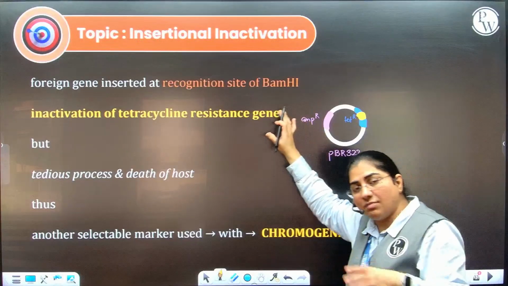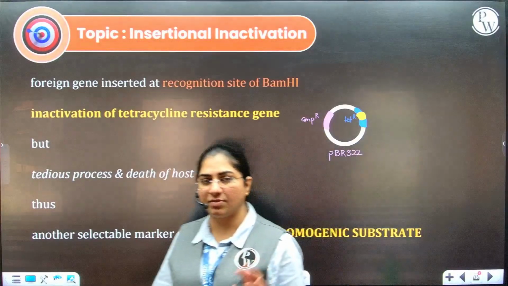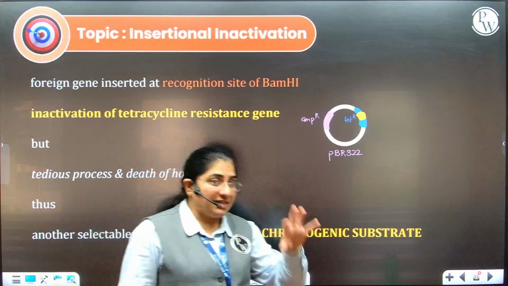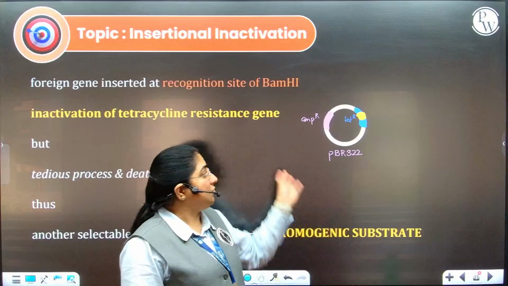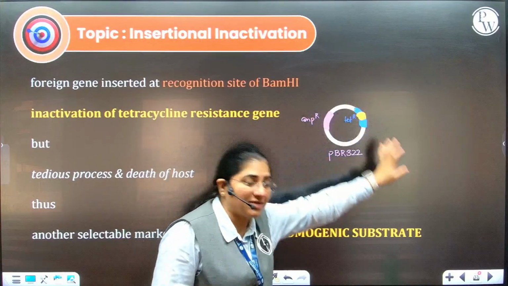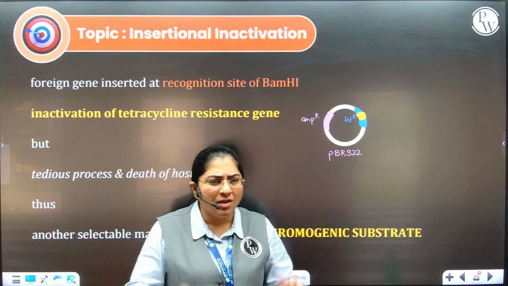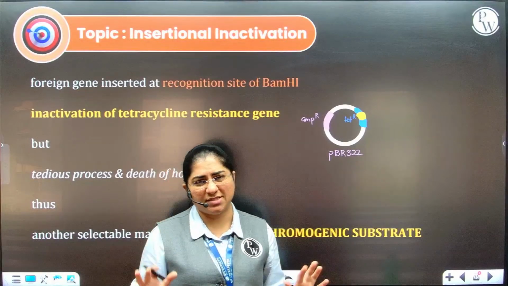coli has taken up the plasmid or not taken up the plasmid, that is, it has been a transformant or a non-transformant. Once I identify it's a transformant, I will have to then expose it to tetracycline to identify whether it's a recombinant or a non-recombinant. Now this is too much of a tedious process, isn't it?